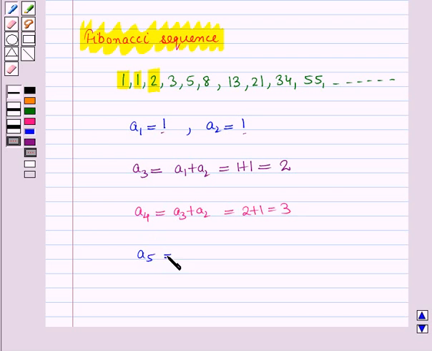Similarly, A5, that is fifth term, will be equal to fourth term, that is A4, plus third term, that is A3. Now A4 is equal to 3 and A3 is equal to 2. So A5 will be equal to 3 plus 2, which is equal to 5. Now A6 will be equal to A5 plus A4, which is equal to 5 plus 3, that is equal to 8.